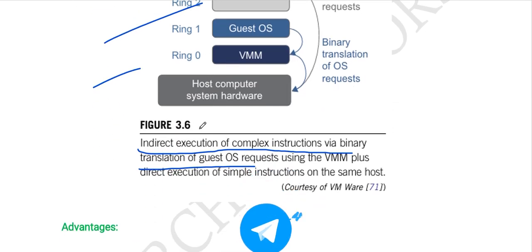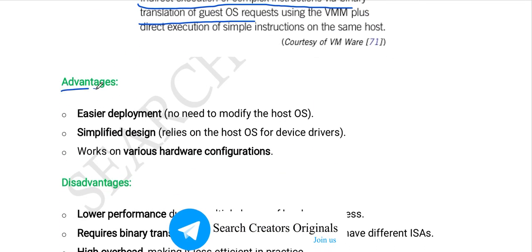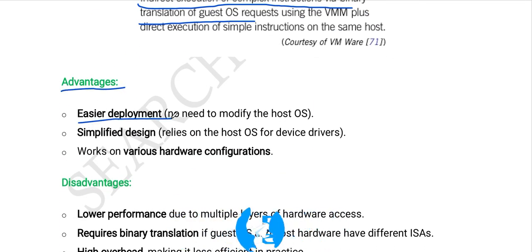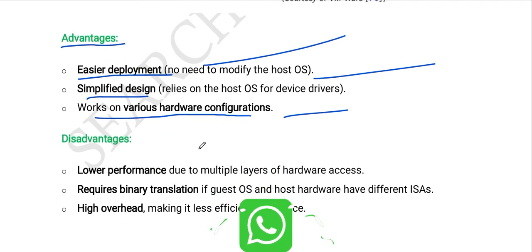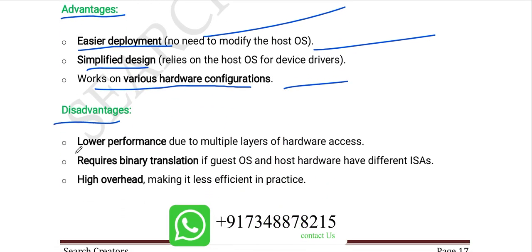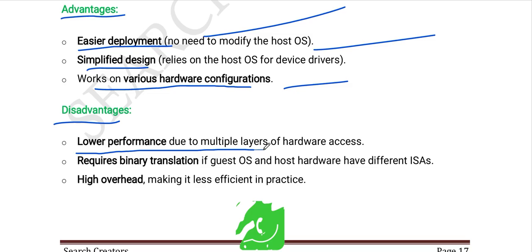Next we are going to look at advantages: easy deployment, simplified design, and it works on various hardware configurations. Next, we are going to look at disadvantages: lower performance, due to multiple layers of hardware access.